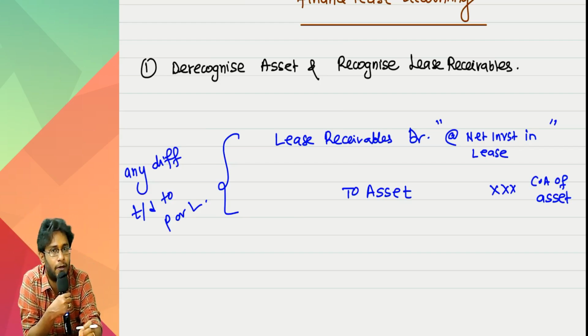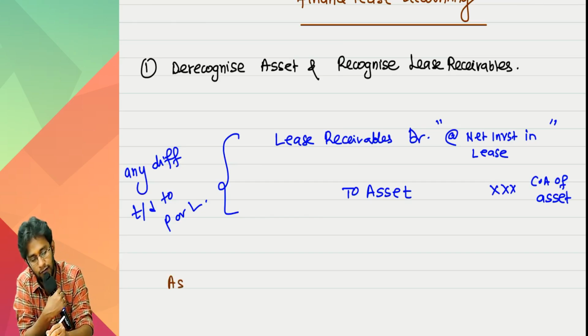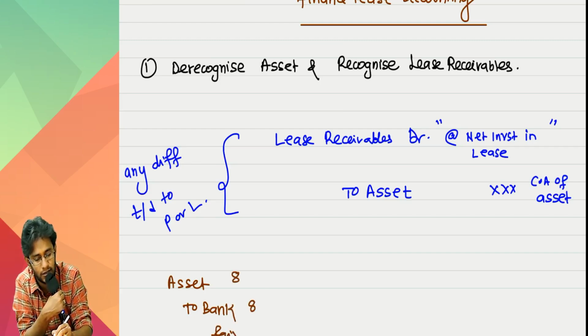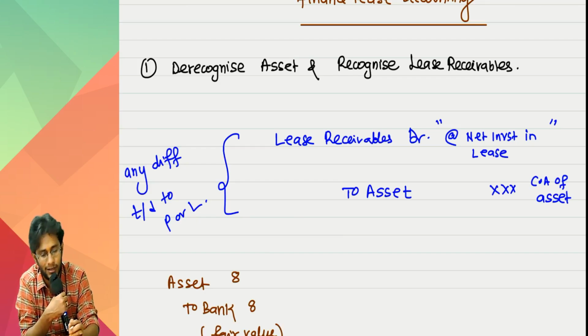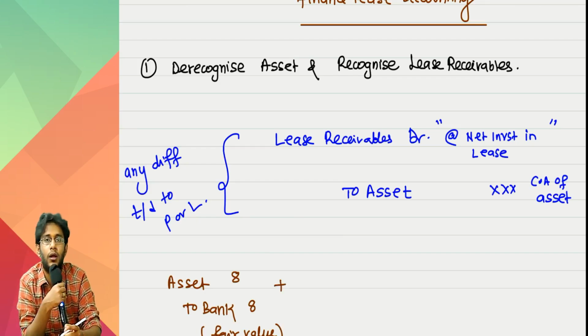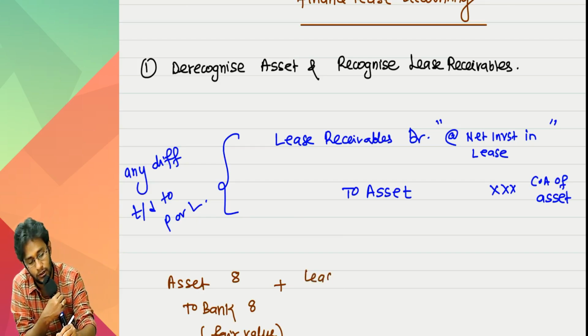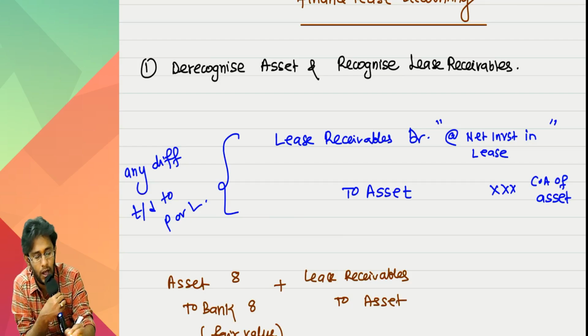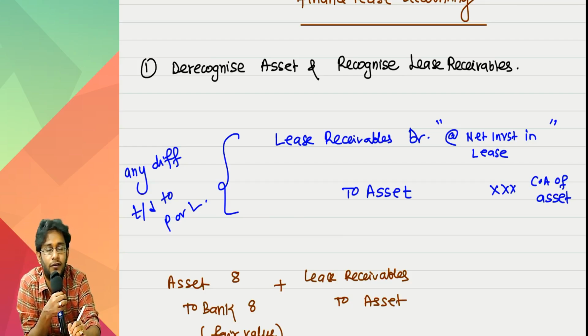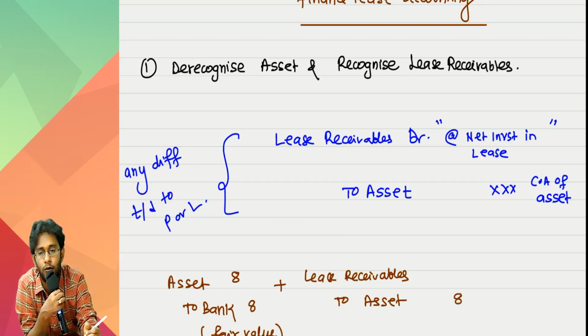On the first day I purchased an asset. The entry will be asset account debit to bank with an amount of 8 lakhs. You must understand that this is your fair value. Okay, next. This is the first entry. Then I have to write the above entry. Lease receivables account debit to asset. Asset in my books is appearing at what value after the first entry? 8. I have to cancel that 8 only.